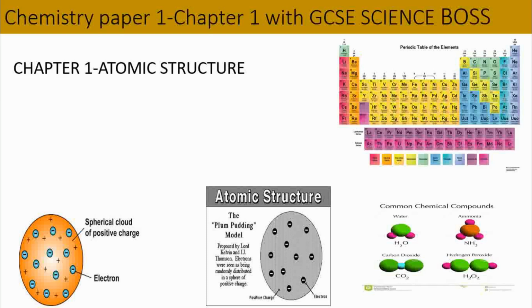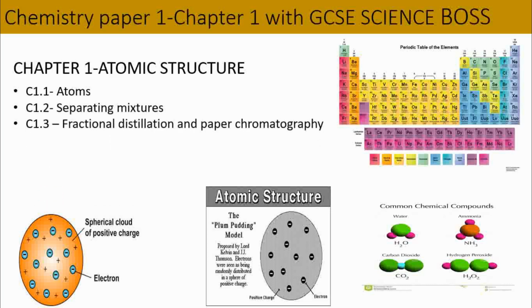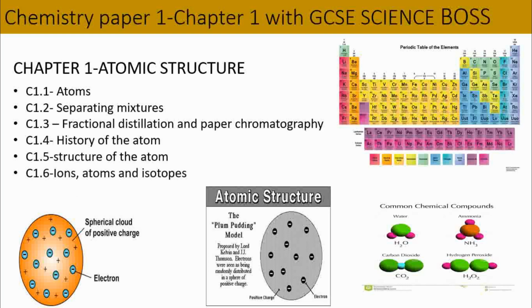In today's video, we're going to be looking at the AQA Chapter 1 Atomic Structure. Okay, it's a full revision video. So let's go. The topics that we're looking at in this video are: what are atoms, how do we separate mixtures, fractional distillation and paper chromatography. We're going to be looking at the history of the atom, the structure of the atom, ions, atoms and isotopes, and electronic structures. Okay, so this is a full revision video for Chapter 1 for AQA. All right, let's do this.